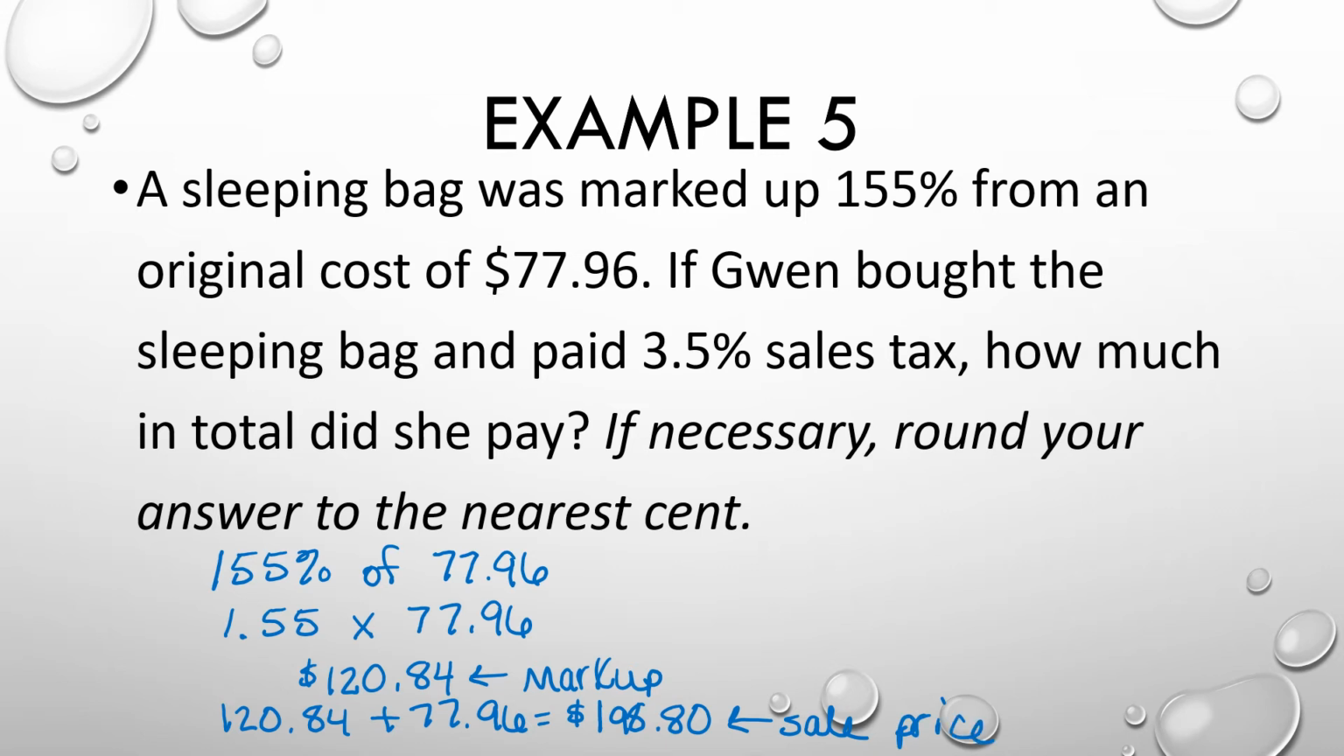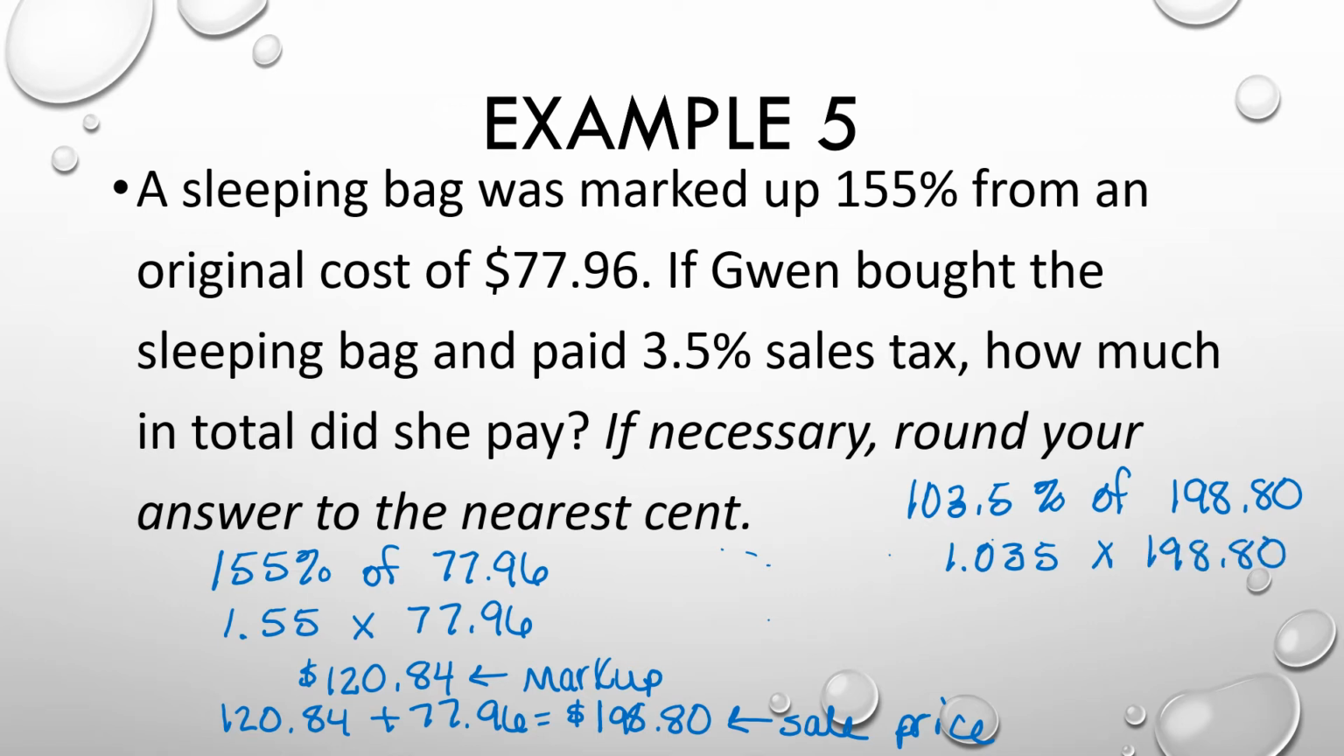Okay, now for the tax, this time we realize we have to pay 100% of our sale price, and then we're going to pay an additional 3.5% for tax. So to do this in one step, we'll say 103.5% of our sale price of $198.80, which would be 1.035 multiplied by 198.80. And 1.035 times 198.80 gives us 205.76, which would be our total.